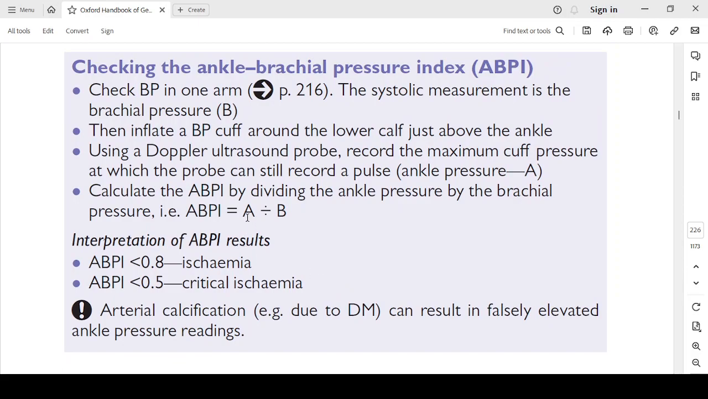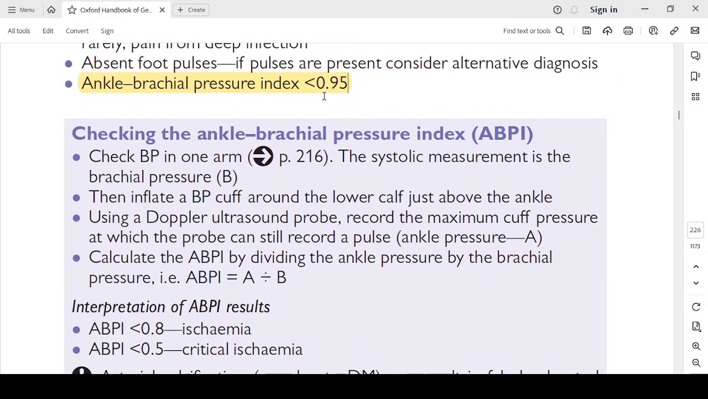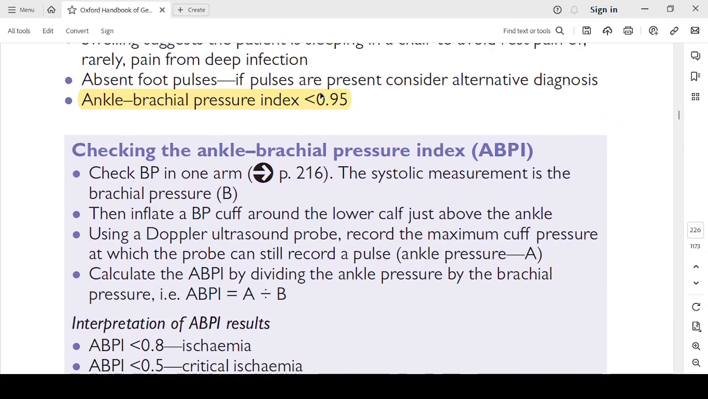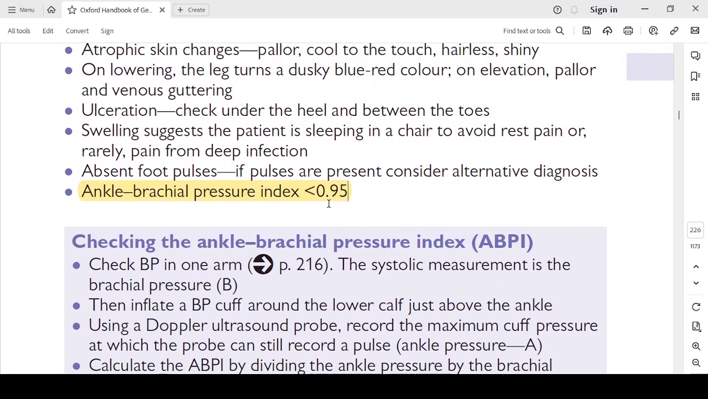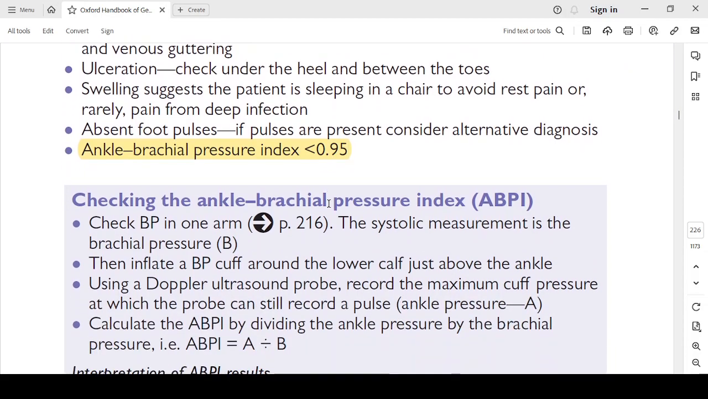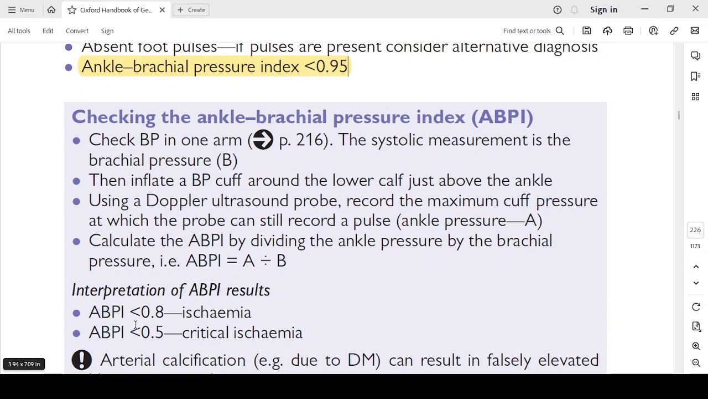So, it is the ankle pressure over the brachial pressure, and a reading anywhere between 0.9 and 1.2 is normal. Less than 0.95 is suggestive of chronic ischemia, less than 0.8 is ischemia, and less than 0.5 is critical ischemia. As such, the brachial pressure is normally higher than the ankle pressure.